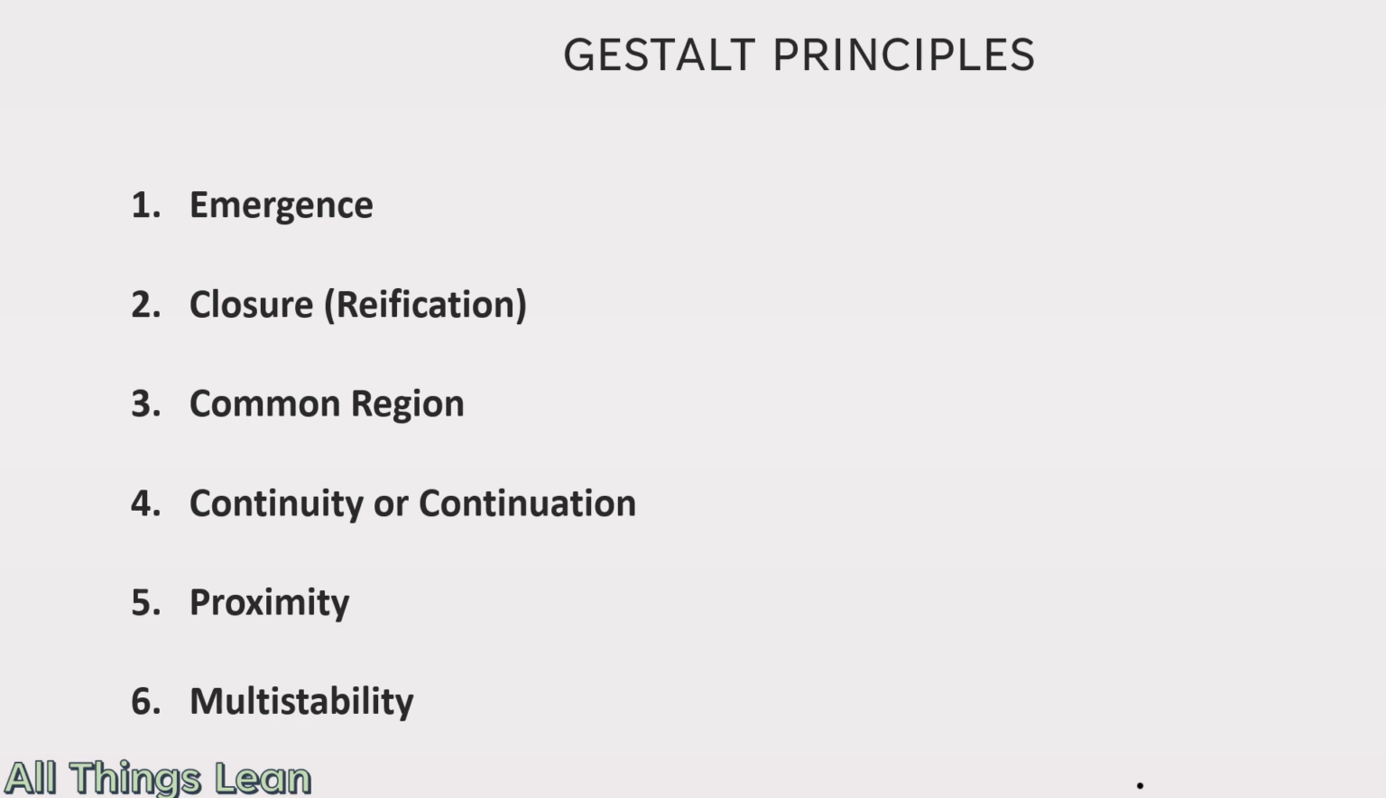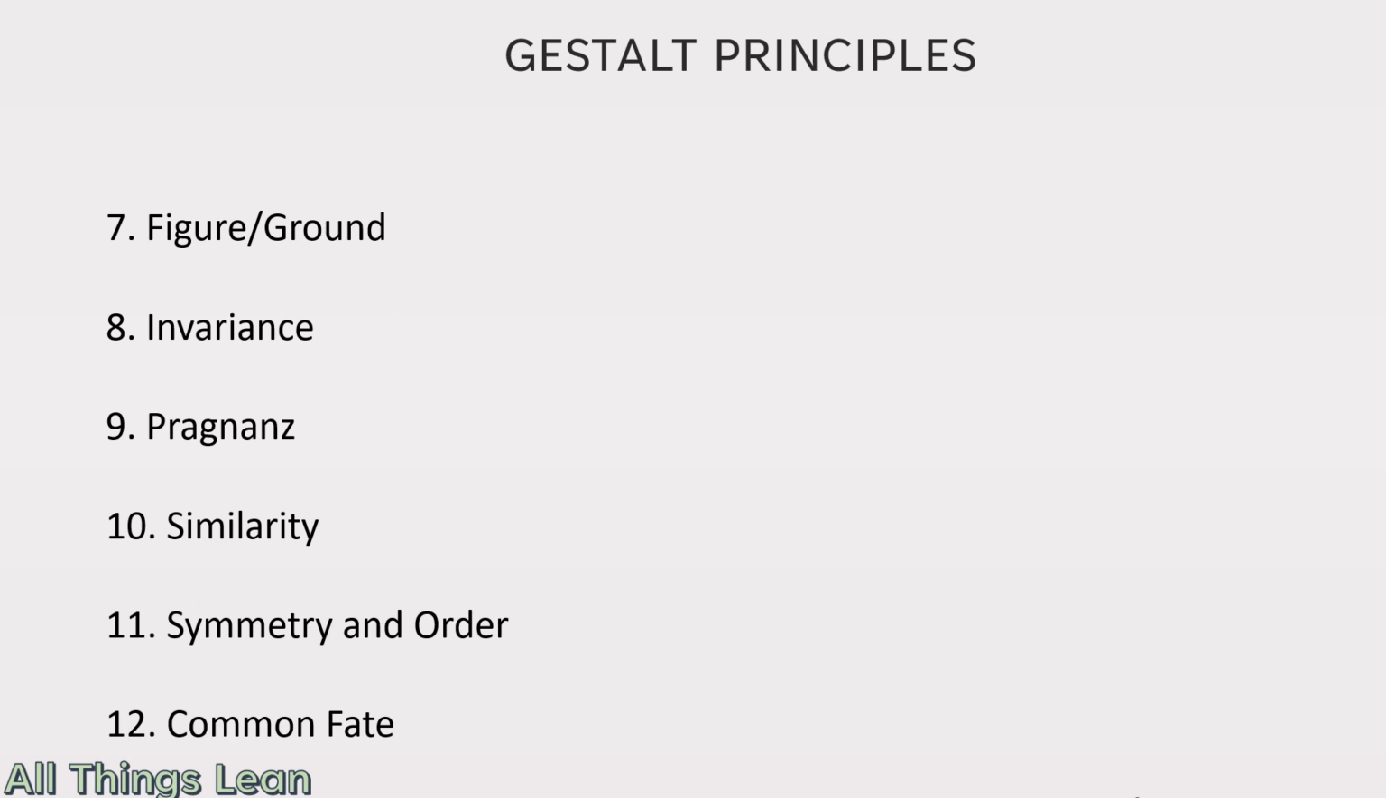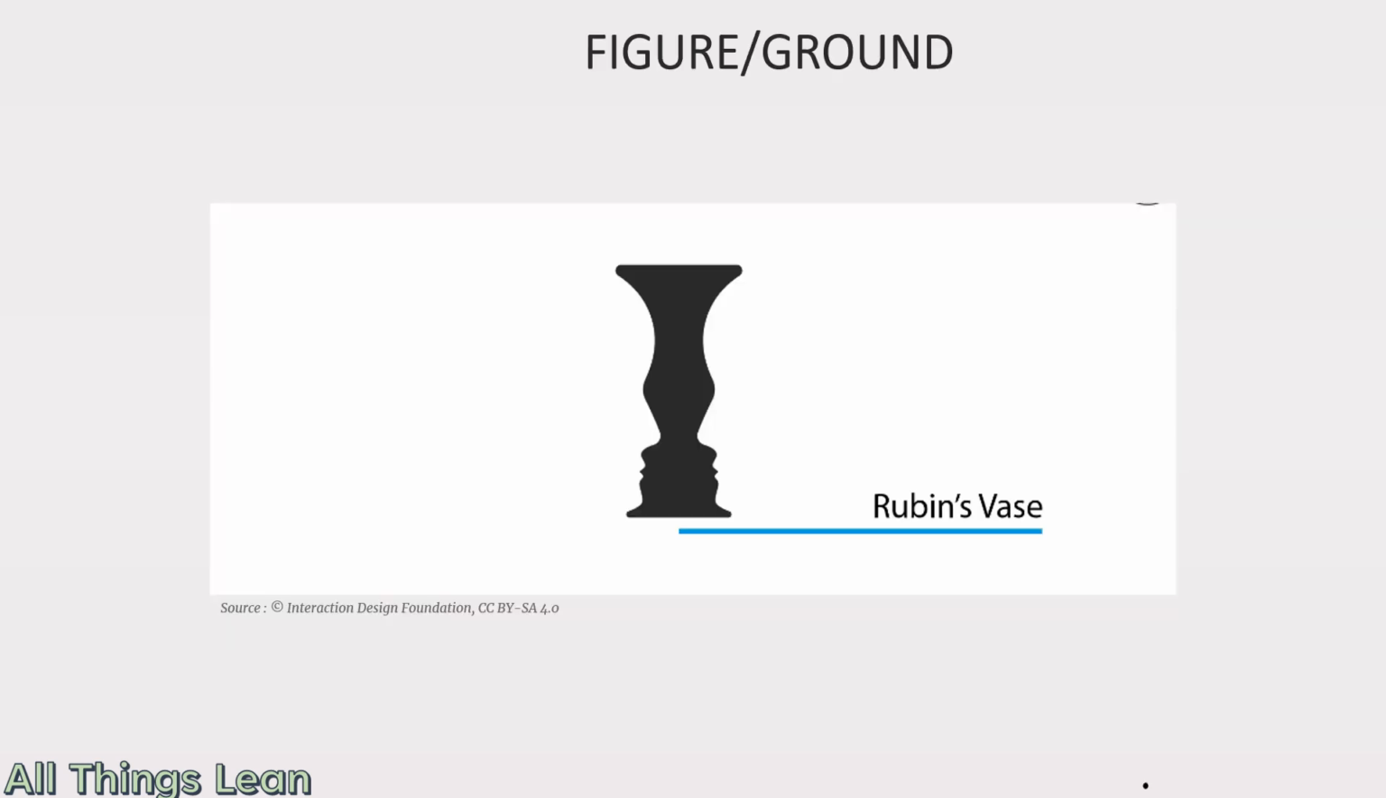We discussed 6 of them in our last session. They were emergence, closure or reification, common region, continuity or continuation, proximity, and multistability. We will discuss the next 6 today: figure or ground, invariance, pragnance, similarity, symmetry and order, and common fate.